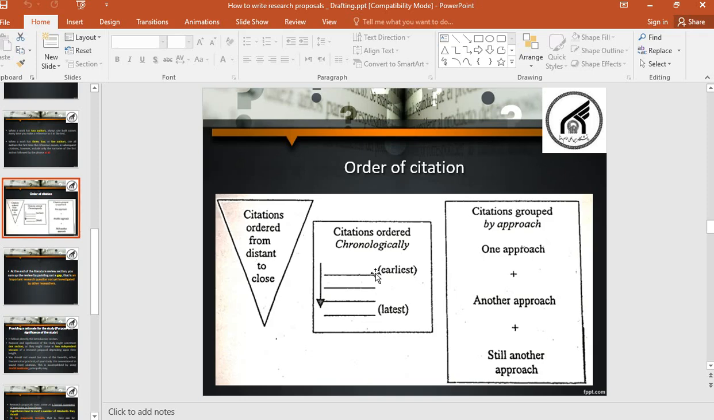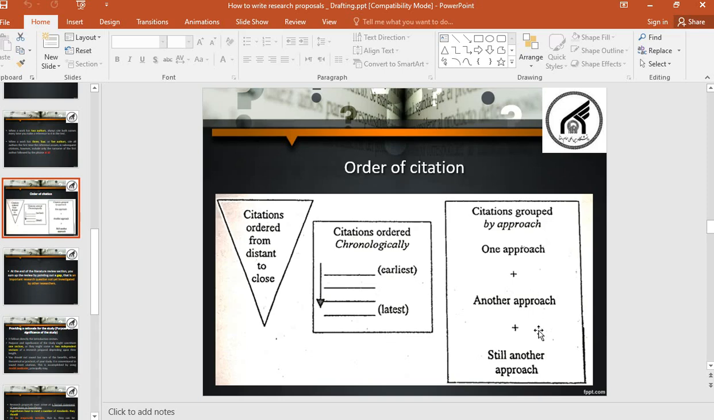In the citations ordered chronologically, you present the citations based on the order of time. For example, from the earliest references to the latest references, from the older one to the newer one. So this is chronological, which means that you order the citations based on time.